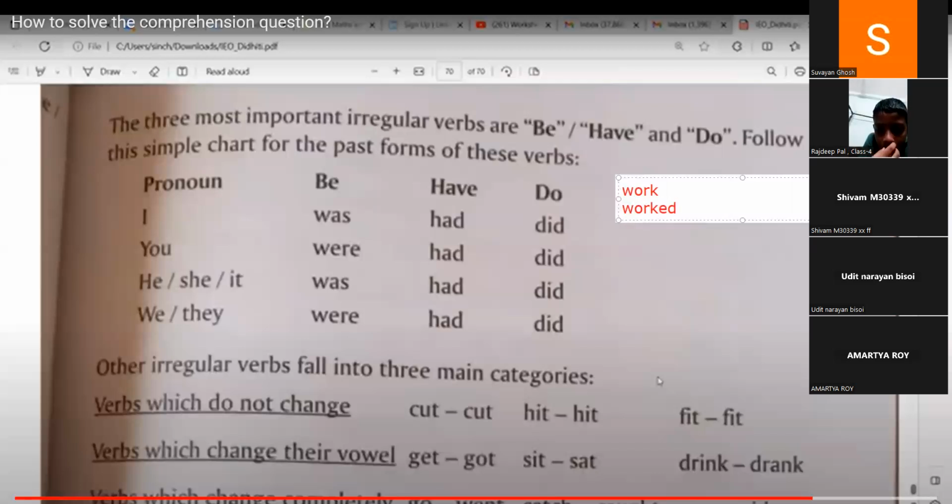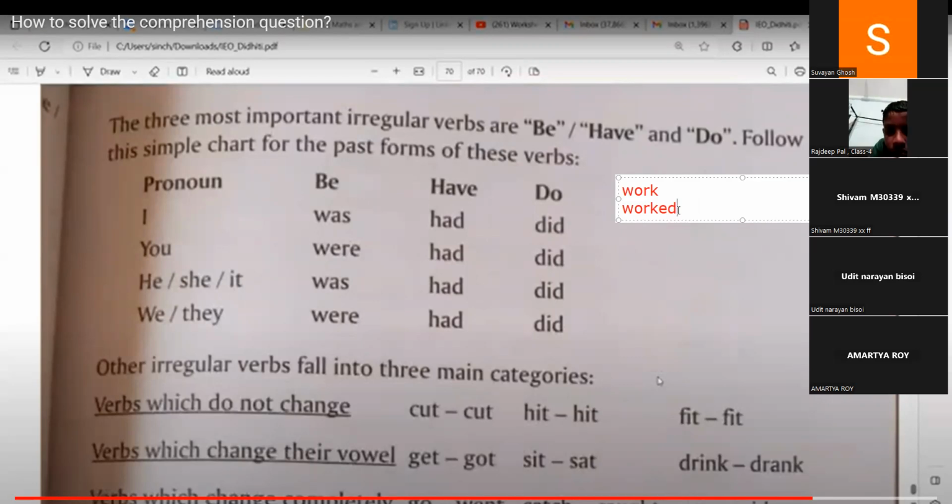Udit, tell me what kind of verb is this one? Work, work. Then worked is the regular verb. Tell me again, is it a regular verb or an irregular verb? Ma'am, it is the regular verb, work. Because a regular verb means one which adds ed at the end.